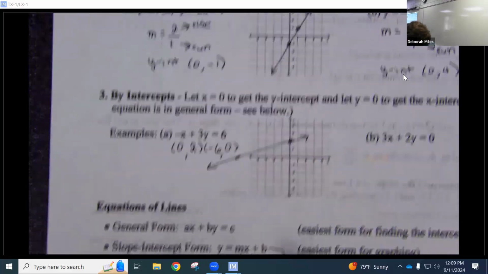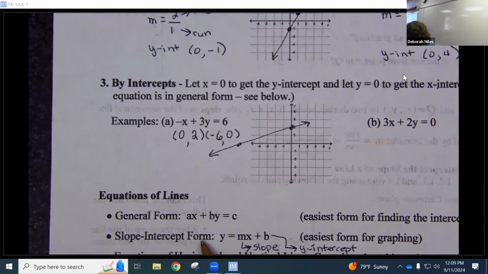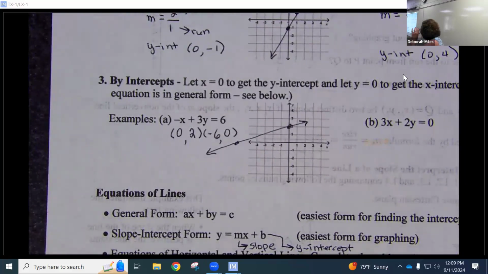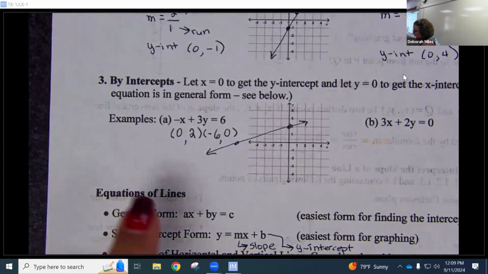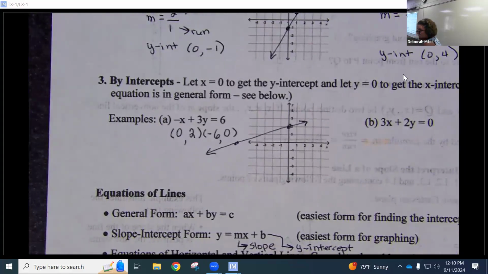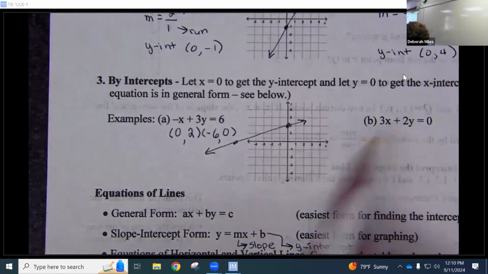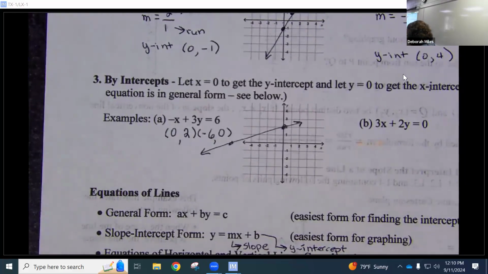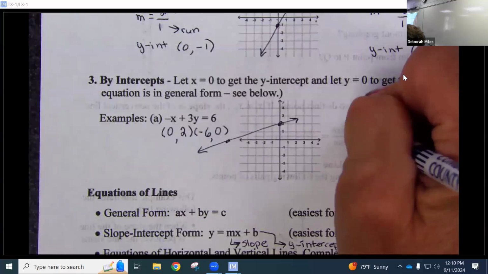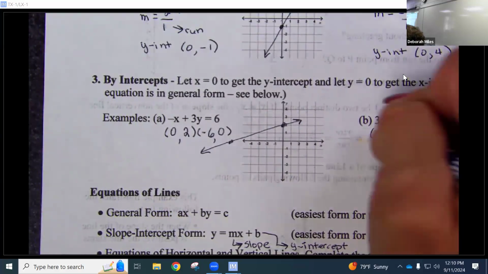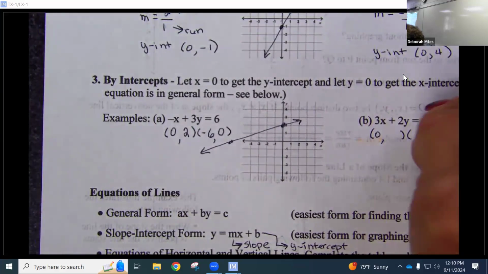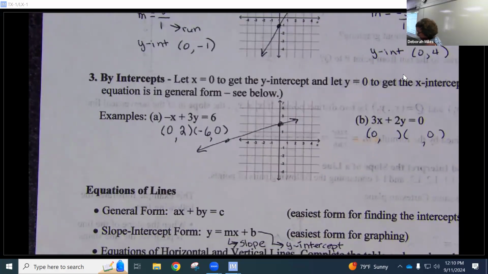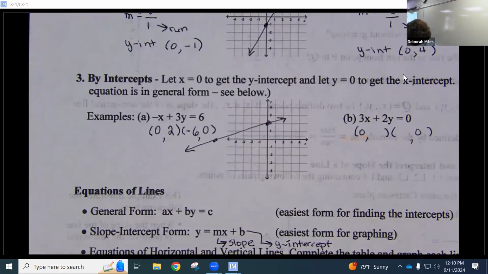Pretty easy. You give me an equation in general form and just say graph it using any method you want, I'm going to find the intercepts. So the B part, it's in general form. I try the same thing. I'd let x be 0 and let y be 0 in 2 different ordered pairs.